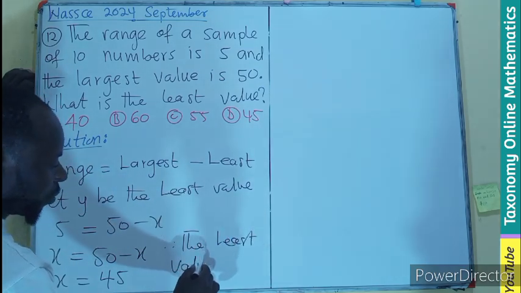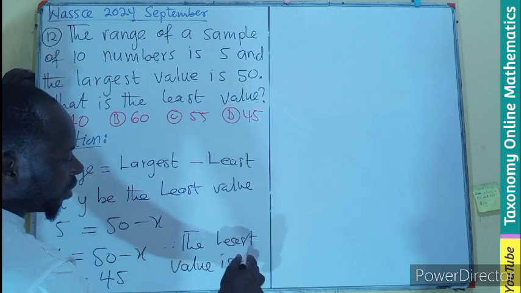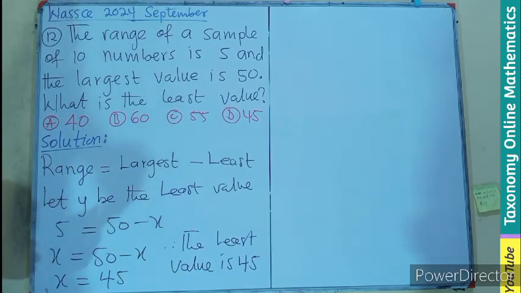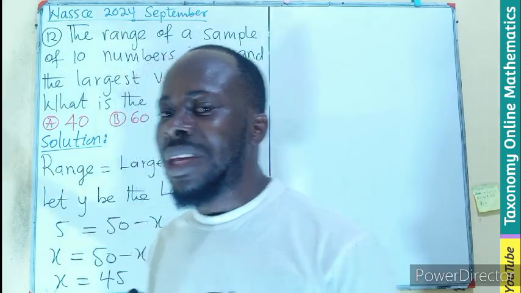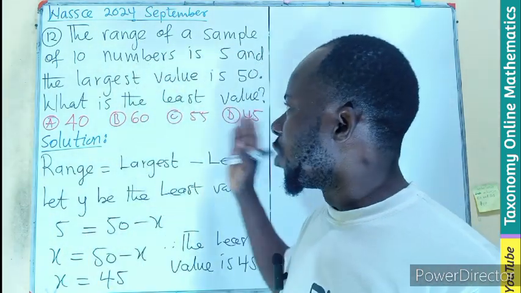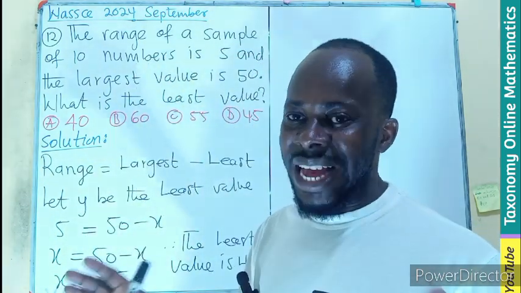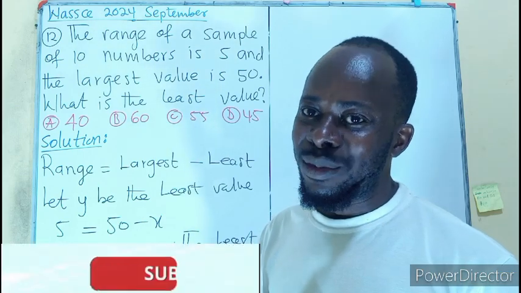So therefore, the least value is going to be 45. So 45 as the least, largest 50, the difference between the two will give you your 5. The 10 does not play any role in this question.